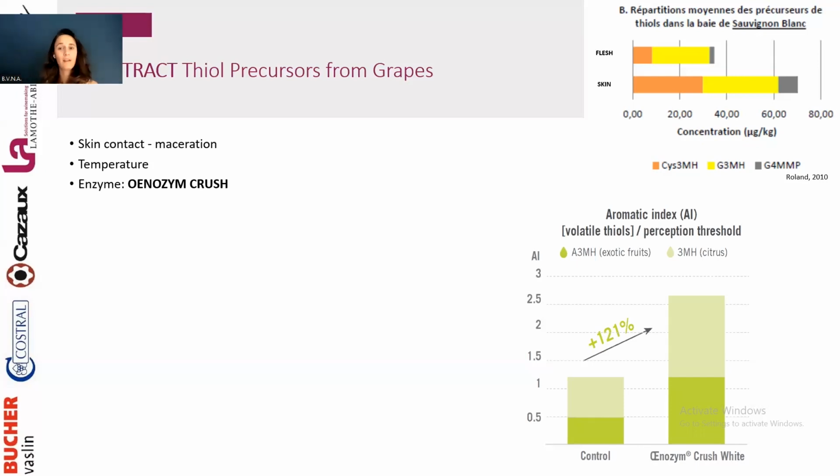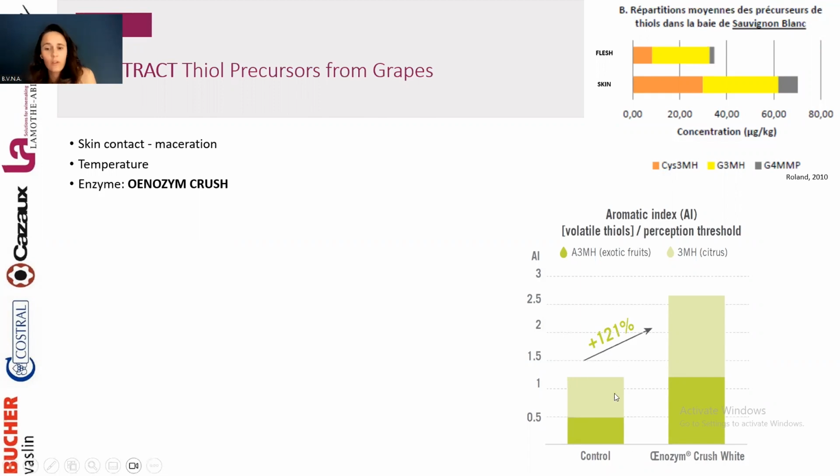Enzymes can participate very strongly in the extraction of compounds from the skin, especially aromatic compounds. So here you see results done with the enzyme Crush, which is our extraction enzyme. It's our pectinase specifically designed for extracting compounds from the skin. And you see that we are talking in aromatic index because each compound has a different threshold. So here we are looking at basically the concentration of the thiol divided by the perception threshold. So an aromatic index of 1 means it's 1 unit of perception. When you are at 2, it means that you smell it very strongly.